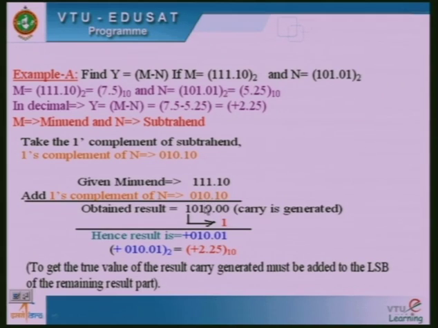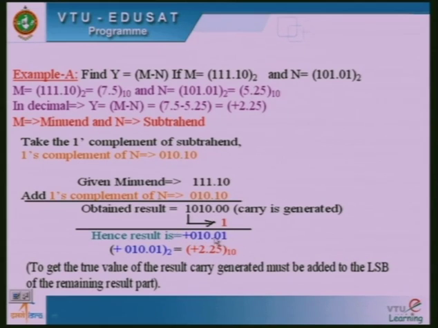So 1 plus 1 is 0. Once again the carry is there: 1 plus 1 plus 1 carry gives 1, and the carry is shifted here. 1 plus that carry value 1 gives the result 0, and that final 1 is taken as a carry. Then this carry must be added to the LSB.